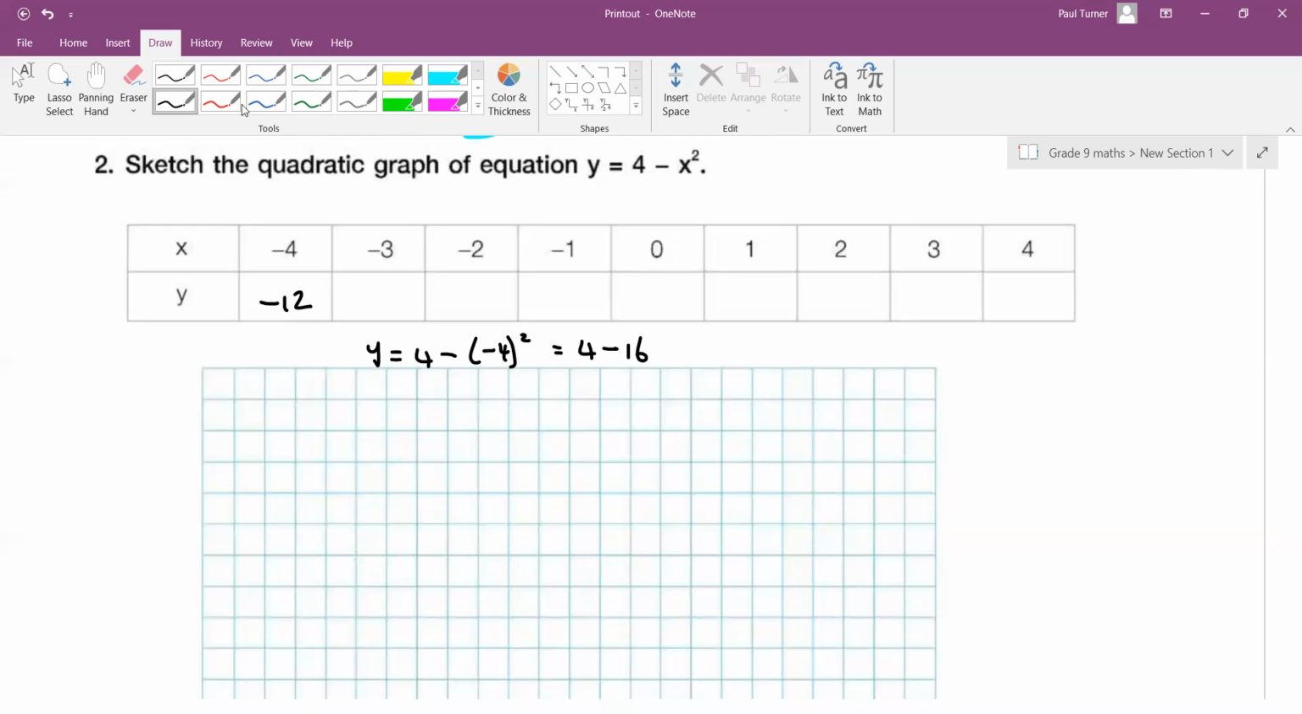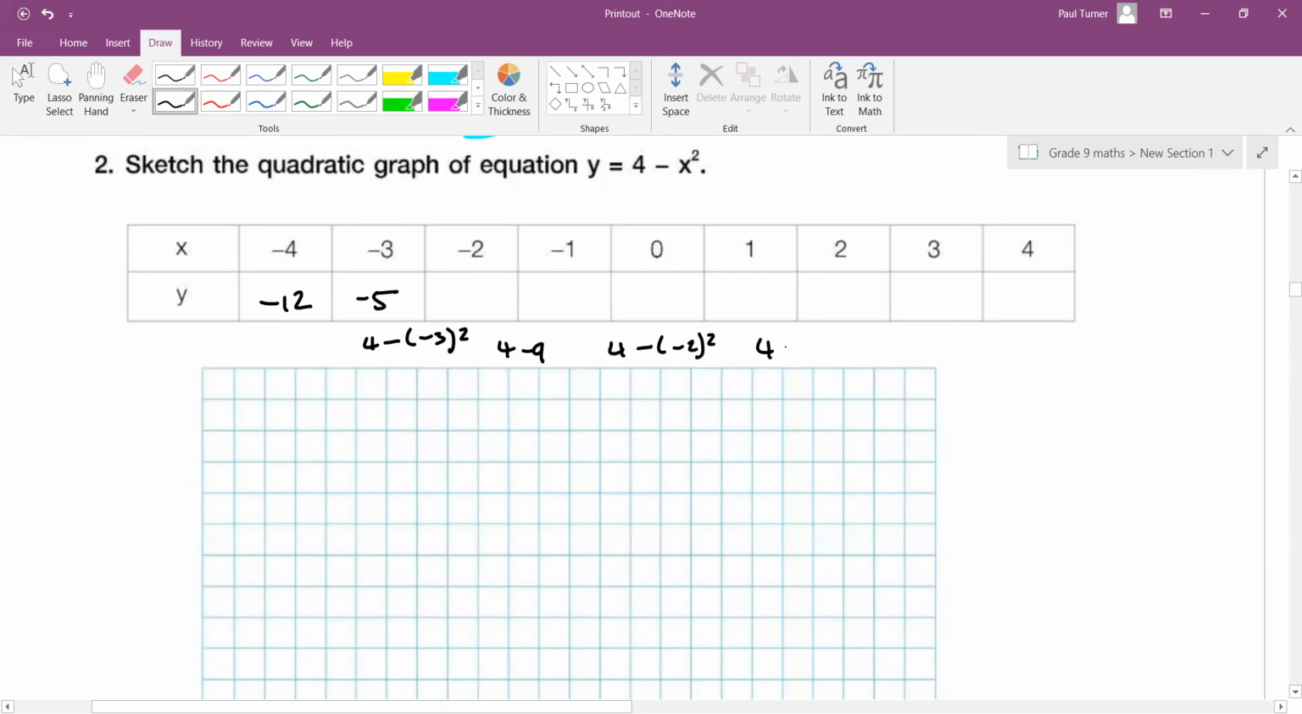Okay, we can put some numbers in, see what we got here. So this is going to be 4 minus (-3) squared, 4 minus 9, that's -5. 4 minus (-2) squared is 4 minus 4, which is 0. I'm going to rub these out in a minute. So 4 minus (-1) squared, 4 minus 1, which is 3.